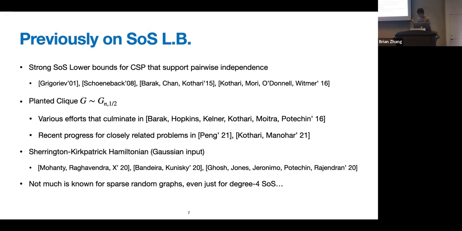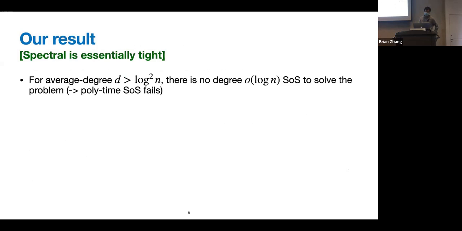But we know a lot about dense graphs because Gaussian input we can think of as a dense graph. Planted clique is clearly a dense graph problem. We don't know much about sparse random graphs, even just for degree 4 SOS. And in this work, we basically say for sparse random graphs, spectral algorithm is essentially tight.